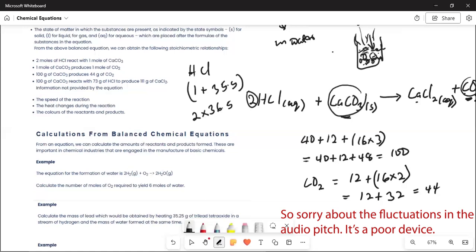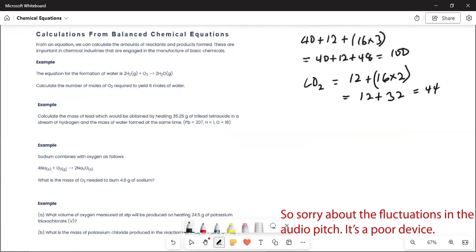So all of this information is provided by a balanced chemical equation. What about the information that is not provided? A balanced chemical equation does not tell us the speed of the reaction, whether the reaction is slow or fast, whether it needs a catalyst or not. It also does not tell us the heat changes during the chemical reaction and also the colors of the reactants and products. We only know their states, whether solid, liquid, gas, or aqueous.